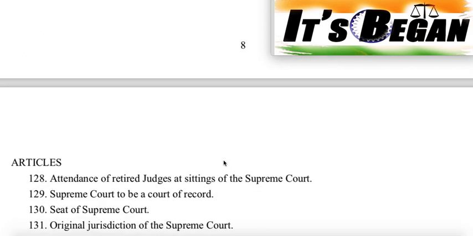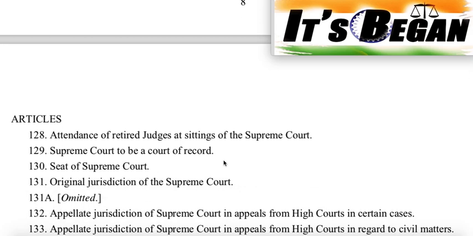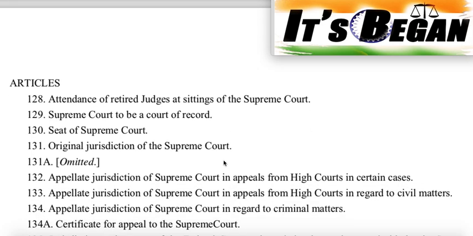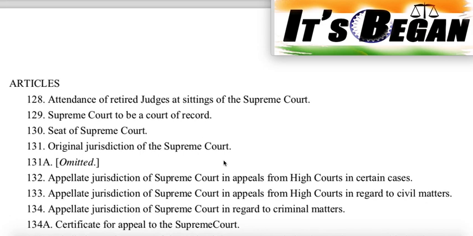Article 128 Attendance of retired judges at sittings of the Supreme Court. Article 129 Supreme Court to be a court of record. Article 130 Seat of Supreme Court. Article 131 Original jurisdiction of the Supreme Court. Article 131A omitted. Article 132 Appellate jurisdiction of Supreme Court in appeals from High Courts in certain cases.